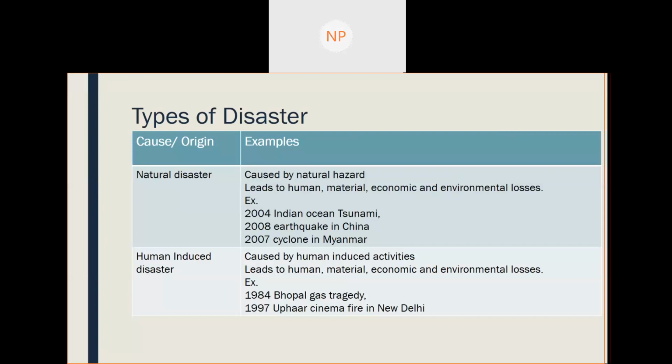Again, there was an earthquake in China in 2008 in the western provinces, Xinjiang. In 2007, there was a cyclone in Myanmar, also known as Nargis. All these are examples of hazards that were translated into severe disasters.